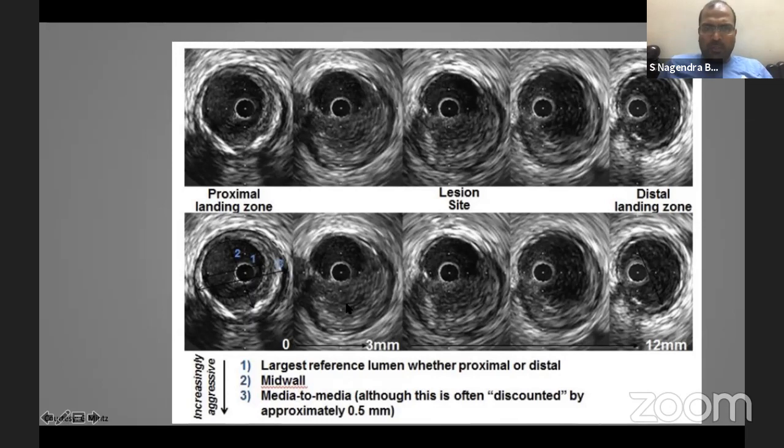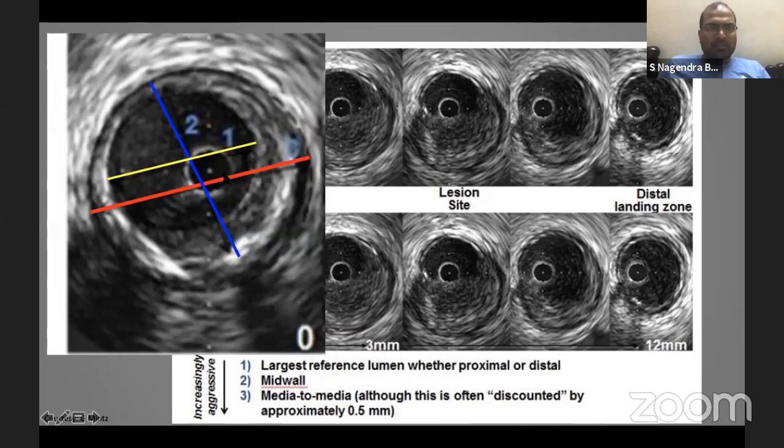I will go from this point to the midpoint of this point, take a stent, slowly deploy it, and do a repeat IVUS. Look at the minimal stent area that I have obtained according to the particular vessel segment and go accordingly. Okay, the largest reference lumen over there, proximal or distal, mid wall, and media to media. When we say media to media, in the proximal reference and the mid reference, we are going to go from the outer surface of the media to the outer surface of the media here.